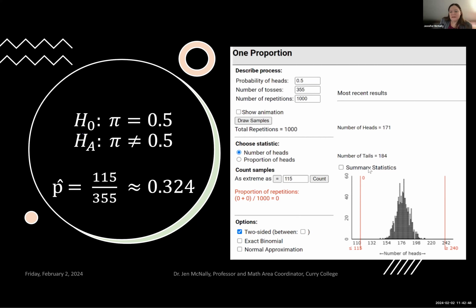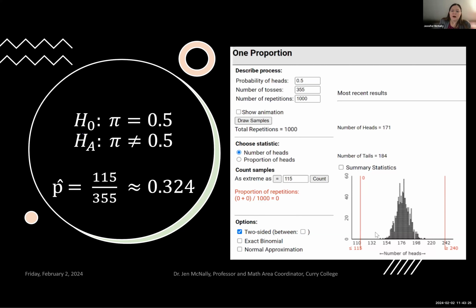So each one of these dots represents a group of 355 tosses. And this 1,000 means that I have 1,000 of them making up this chance model down here. And I might call this the chance model because this represents the distribution of the number of successes or the number of malaria diagnoses or the number of heads in that group of 355, the same as our sample size, if it was due to random chance alone.